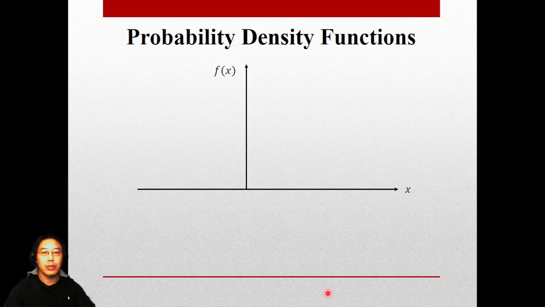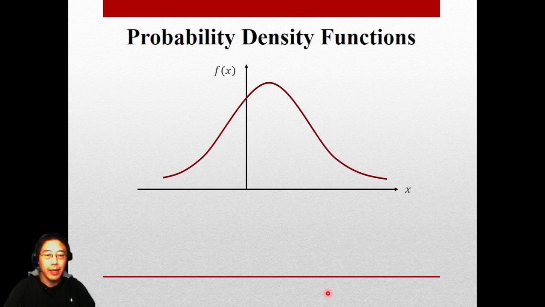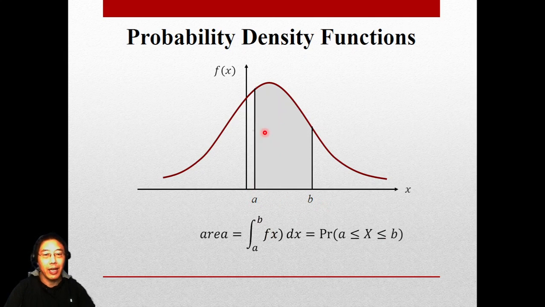Alright, what it looks like. The function is above 0. When you determine the area, the integral or the probability from A to B, it's the area under the curve, or the integral, because the function is positive.